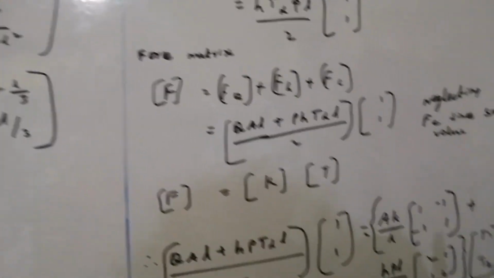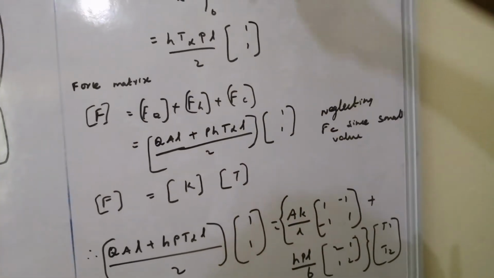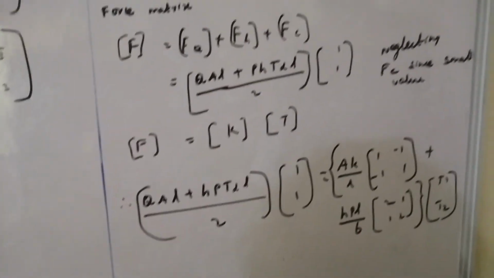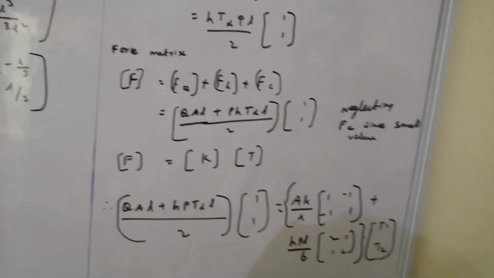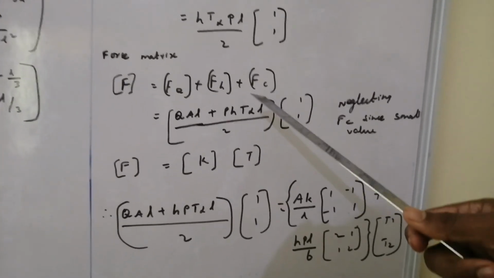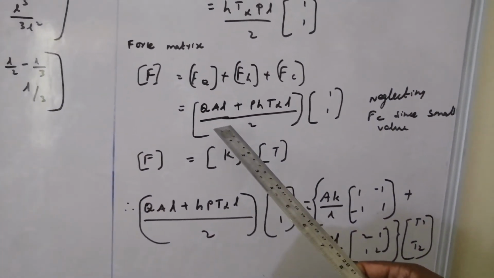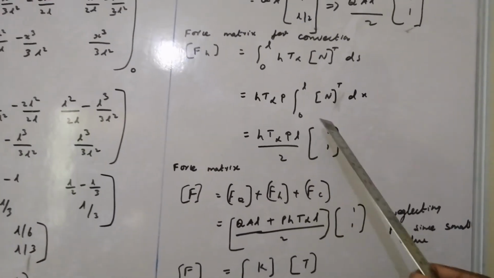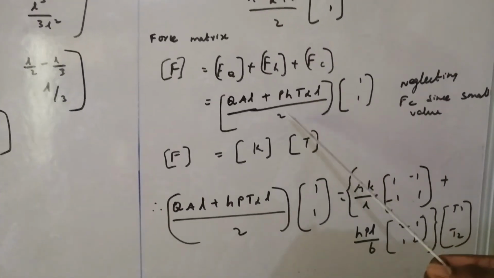Now we want to find out the force matrix. Force matrix F equals FQ, that is the force matrix for heat generation, plus the force matrix of convection, plus the force matrix of conduction. And we are removing the force matrix of conduction because it is a very small value. That is why we are neglecting the force matrix for conduction. And we know that FQ equals QAL by 2 [1; 1] and FH equals h T infinity PL by 2 [1; 1], and we are writing it as (QA plus P h T infinity) L by 2 [1; 1].